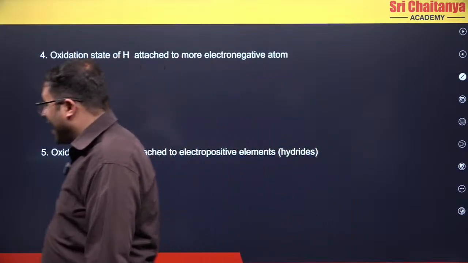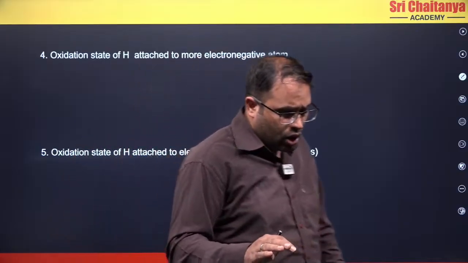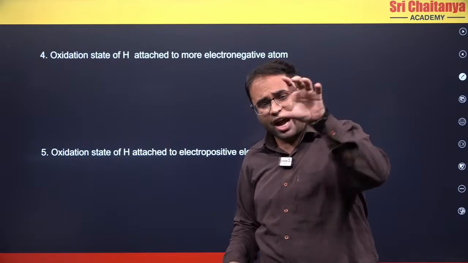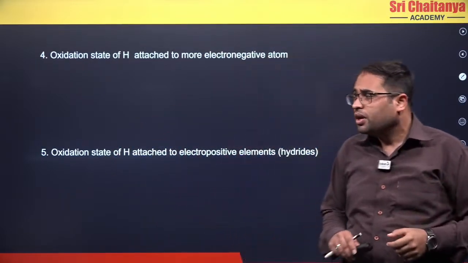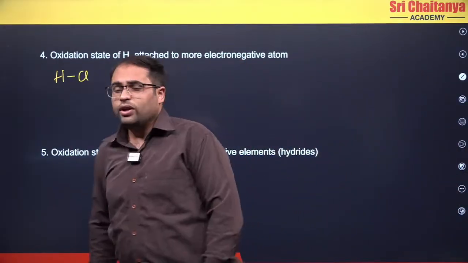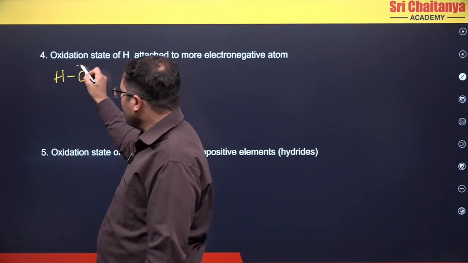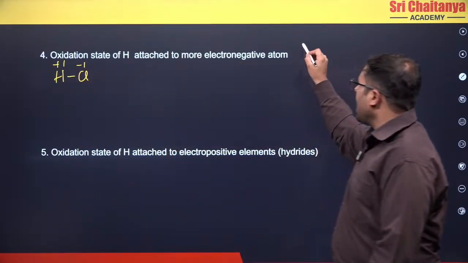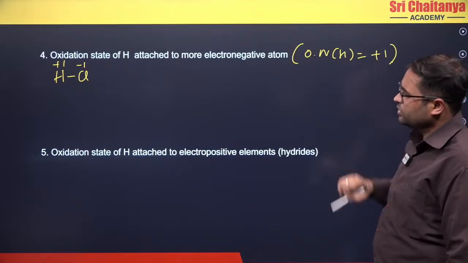Now oxidation state of H attached to an electronegative atom. Can you think of an example of H attached to an electronegative atom? Well, tell me an example where hydrogen is attached to an electronegative atom. The best example, and the best known one, is HCl. We know that chlorine is more electronegative, right? So chlorine will get a -1 oxidation state and hydrogen will get a +1 oxidation state. So when this happens, oxidation number of hydrogen is +1.